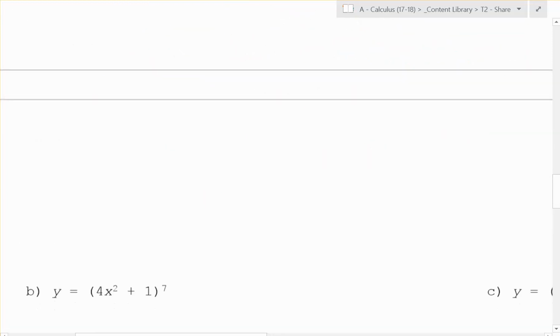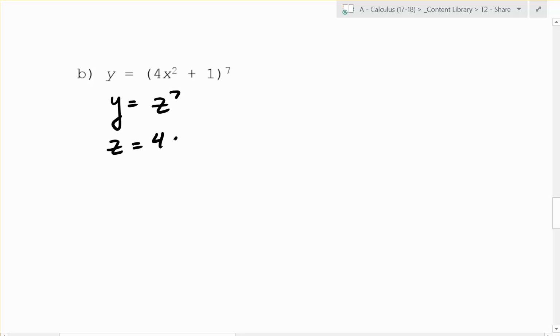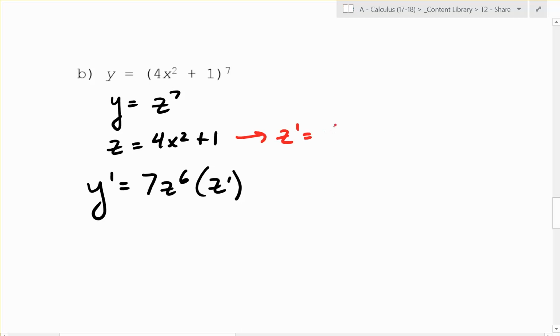So let's keep on practicing here. What about this one? We can do it the longer way, writing it as y equals z to the 7th, and z is going to be equal to 4x squared plus 1. So what does that mean y prime is going to be? Y prime will be 7 times z to the 6th times z prime. What does z prime equal? Well, that's equal to 8x. So that goes right there, and z is equal to this whole thing, so that can go right there.